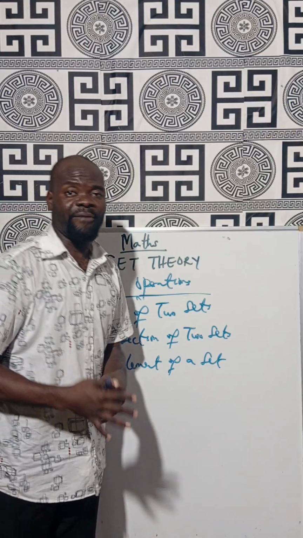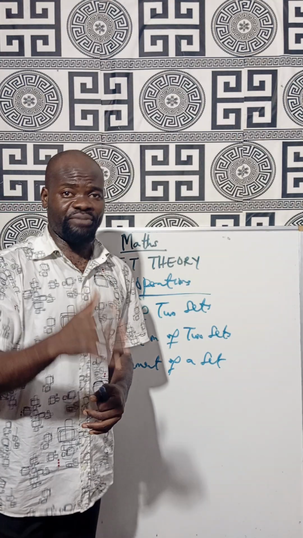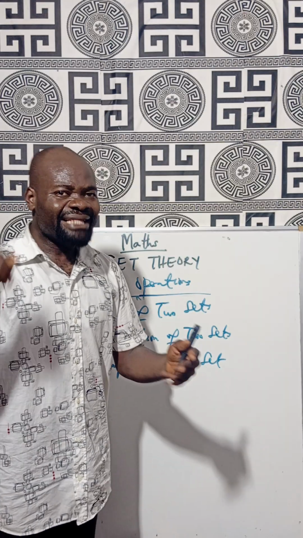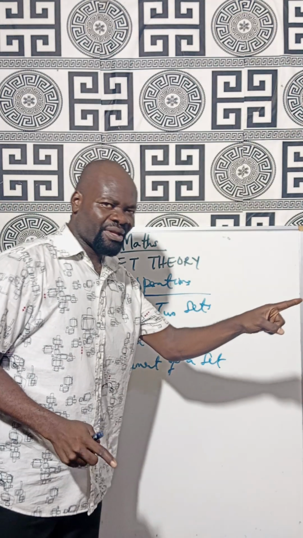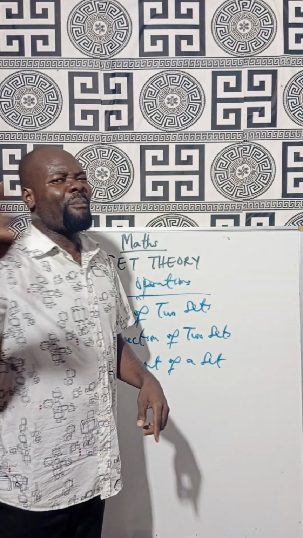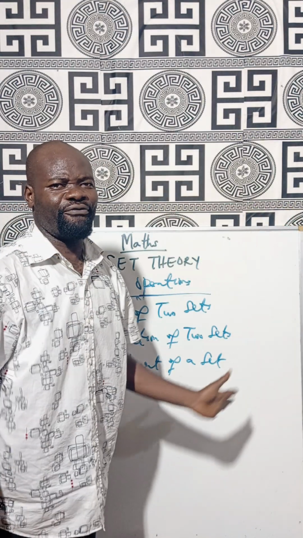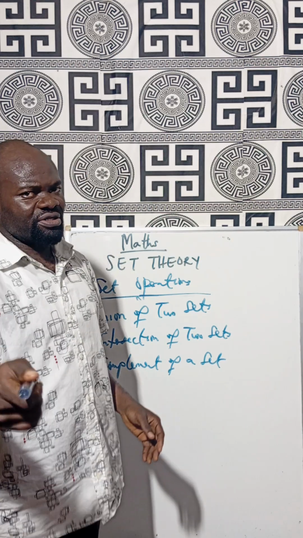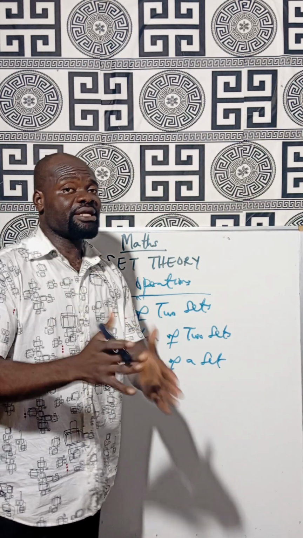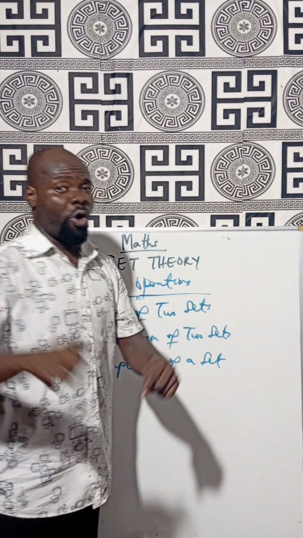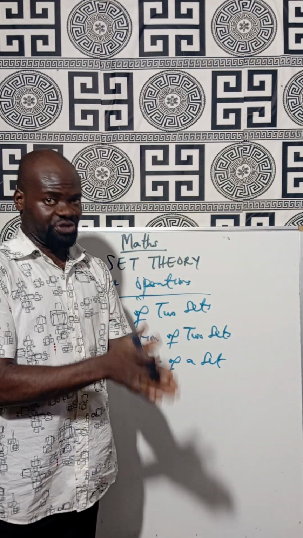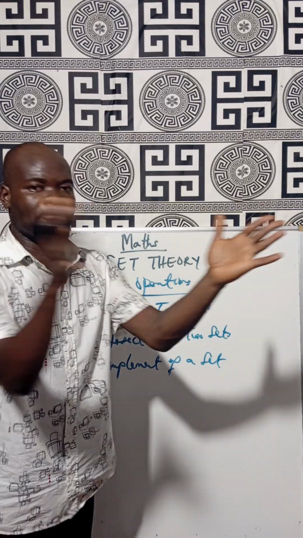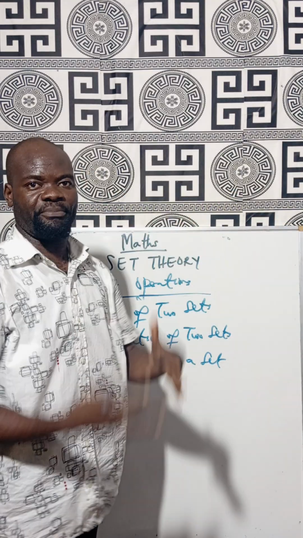You can take your pen and put it down. The union of two sets A and B is the set containing elements present in either A or B or both of them. That's what we call union. Don't forget, it's a set containing elements present in either A or B or both A and B. While for intersection, it is a set containing elements present in both. When we say intersect, both A and B.